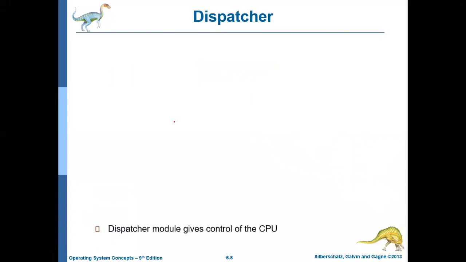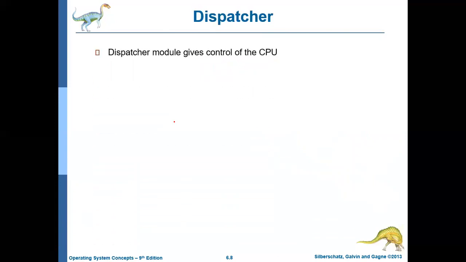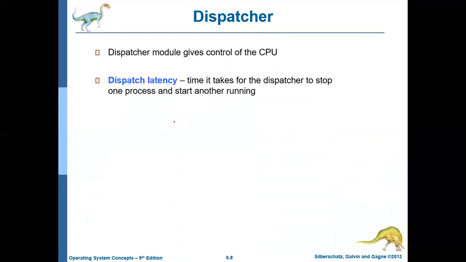Fine. Previously we discussed that the short-term scheduler is also called the dispatcher, but in reality the short-term scheduler only decides which process will get the processor next. That decision is made by the short-term scheduler. But there is another hardware unit called the dispatcher.